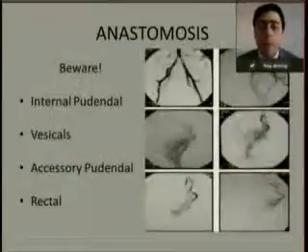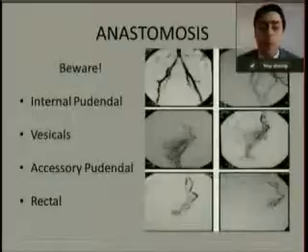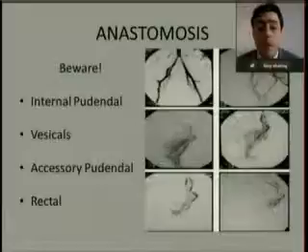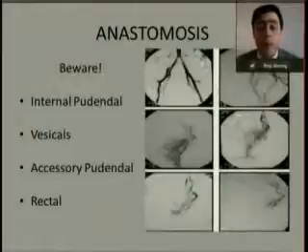But we have some other anastomoses. So beware of anastomosis with internal pudendal artery and the risk of venous ischemia, vesicle arteries, accessory pudendal arteries, and rectal arteries. It's the four main anastomoses after the prostate.